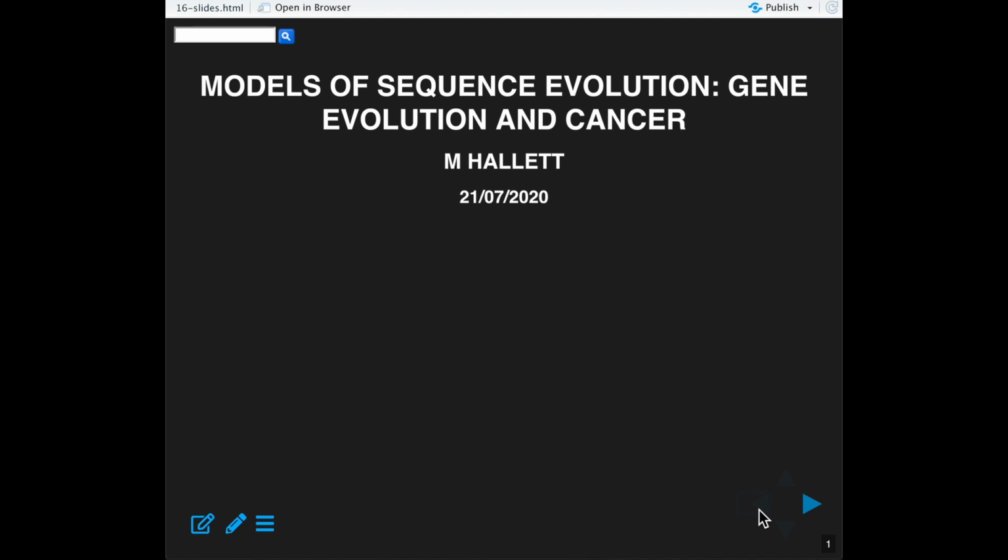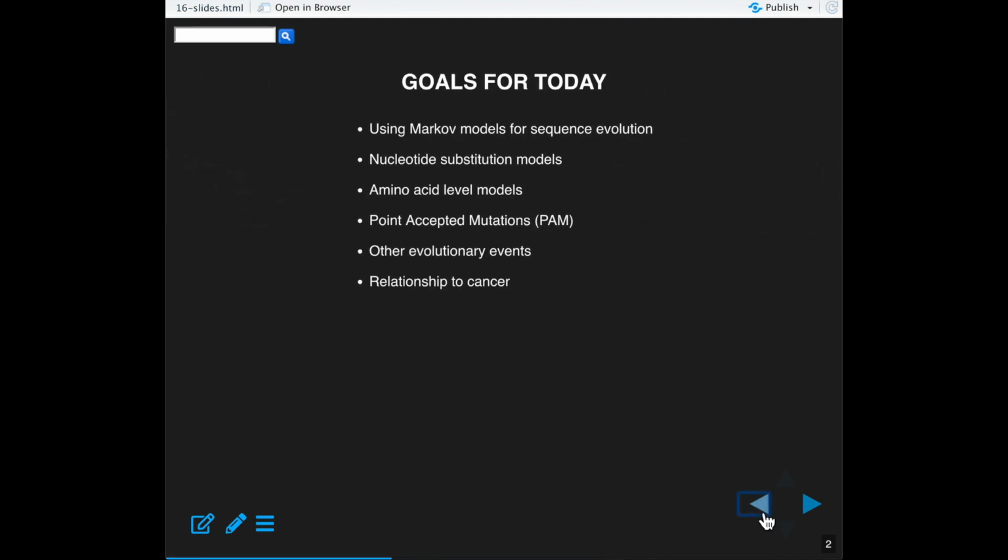Okay, this is lecture 16, and today we're going to look at models of sequence evolution. This is a bridging lecture in some sense from the Markov models we built the last couple lectures in the context of gene finding and in binding site analysis, and we're going to move that towards phylogeny and sequence similarity and alignment.